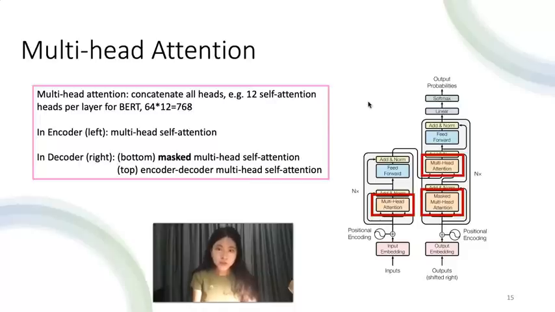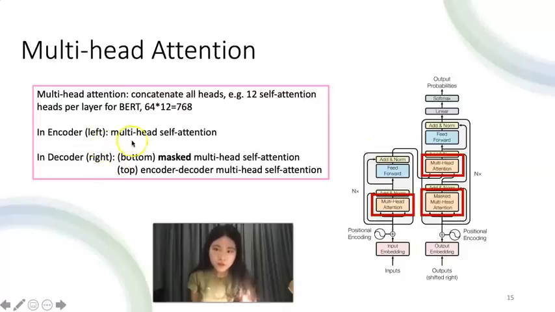For example, in BERT, for each layer in the BERT-base model, we have 12 self-attention heads, and each self-attention head will generate an output of 64 dimensions. And this 64-dimensional vector times 12 becomes the final 768-dimensional vector for your layer output.